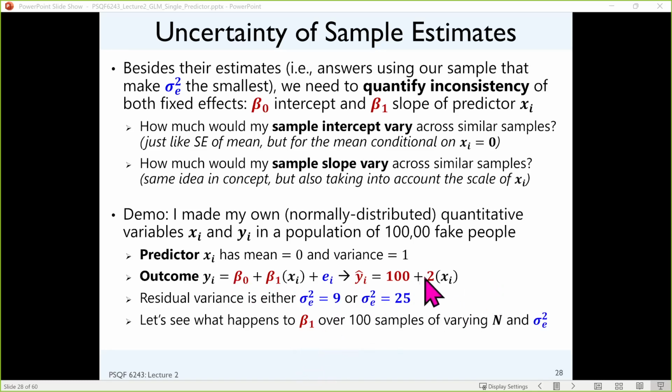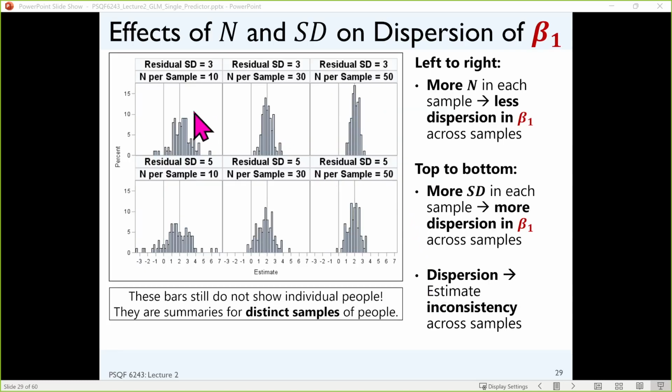So let's see what happens to my slope estimate that's supposed to be 2 if I take 100 samples of different sample sizes and with different residual variances. So this is another demonstration here. These pictures are like what we were looking at before. These are not people. They're samples.